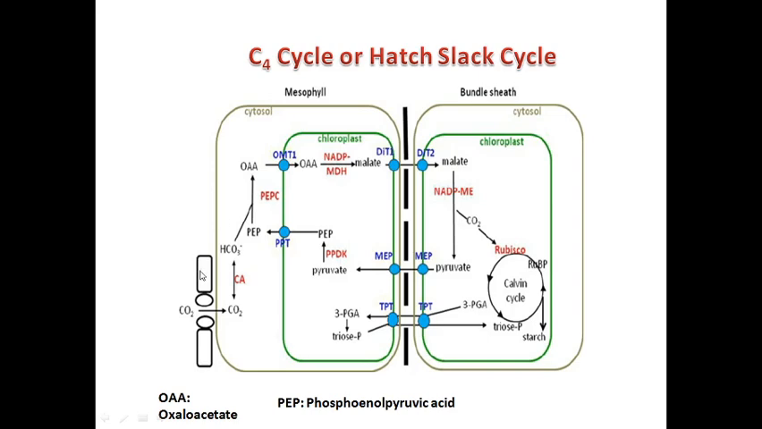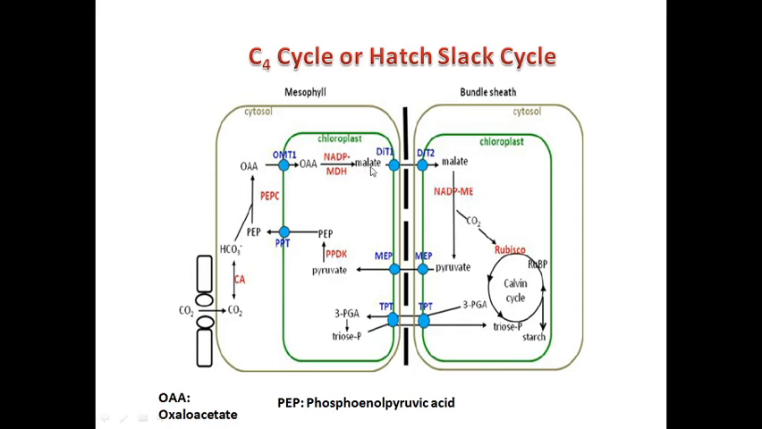Fine. So here, when carbon dioxide enters the cytosol of the mesophyll cells, it combines with phosphoenol pyruvic acid. Here I have written PEP, which stands for phosphoenol pyruvic acid. It gives oxaloacetate. Fine. Now this oxaloacetate moves into the chloroplast. Here this is the chloroplast and this is the cytosol. Now this oxaloacetate moves into the chloroplast and gives malate.